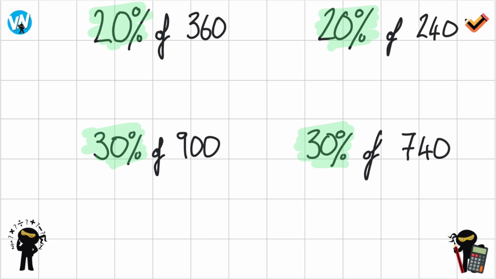Then once we've found 10%, it's really easy to find 20 and 30%. And I'm going to show you how to do that. So the first thing that we're going to look to do is, again, if we're finding 20% of 360, the first thing that I would look to do is find 10% really quickly. And if I need to make a jotting, then I'll do that. So I'm going to adjust everything along one place value, divided by 10.